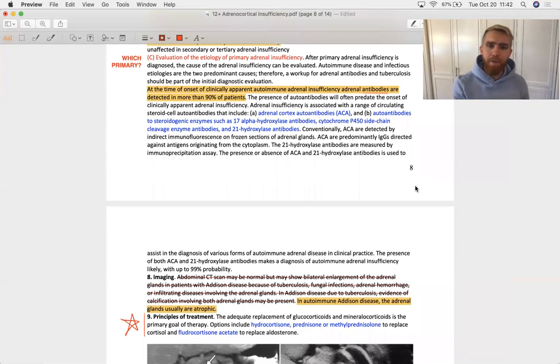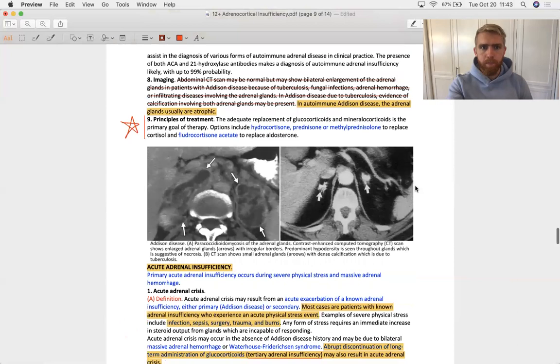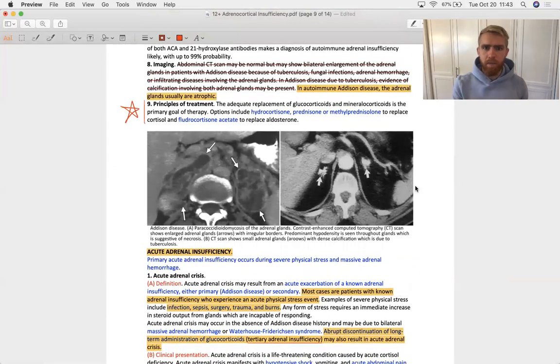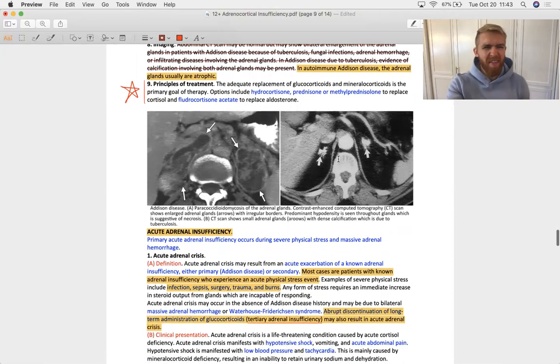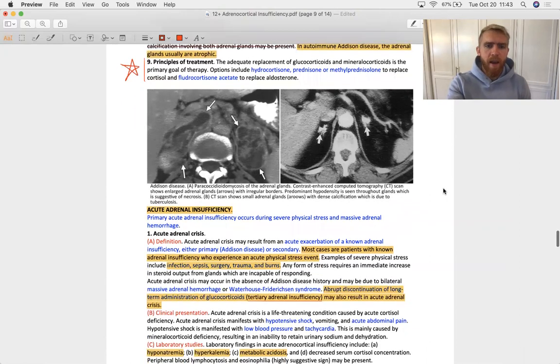And then after you figure out it's primary, you want to ask which of the 9 etiologies covered in this SDL we are dealing with. Remember that autoimmune is the most common, so an antibody test is going to be your first call. You might want to get a CT if the antibodies are negative, because then things like TB, tumor, hyperplasia, and hypoplasia are going to be on your differential. In autoimmune Addison disease, the adrenal glands are usually atrophic. They're not there.